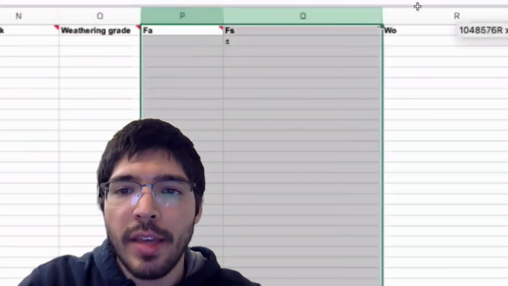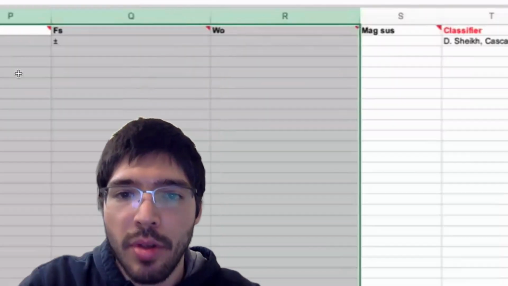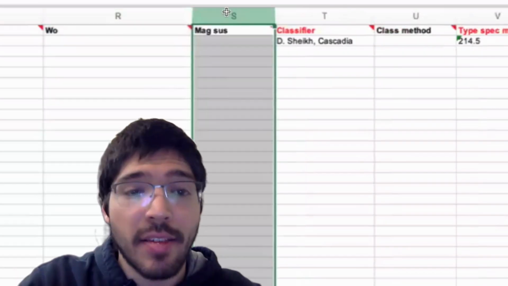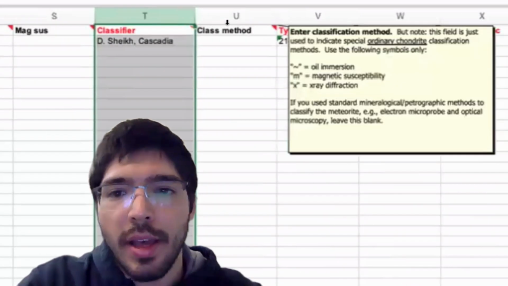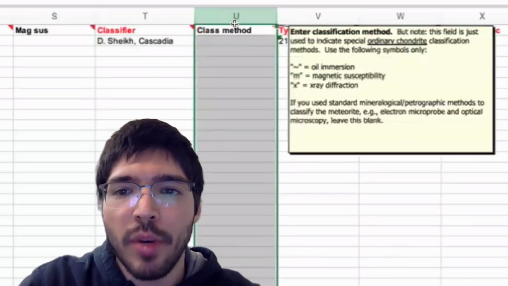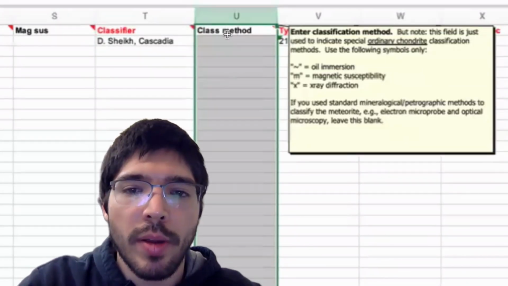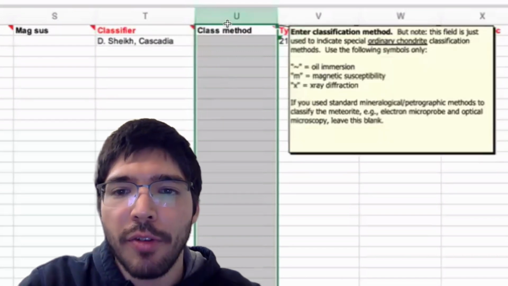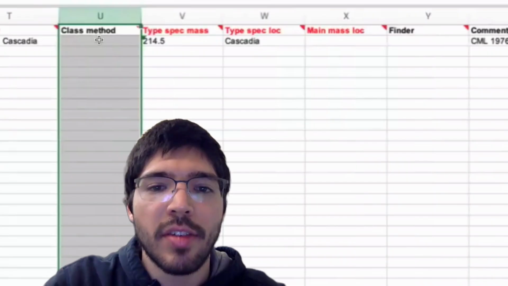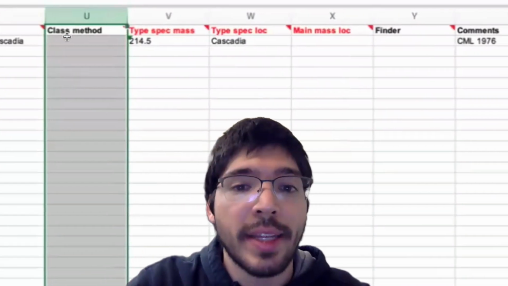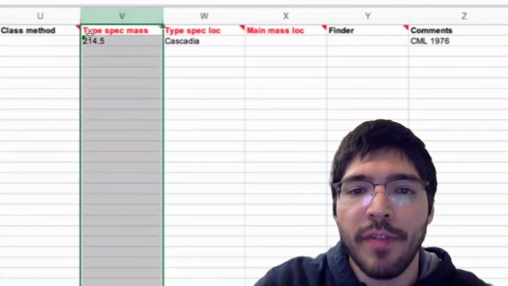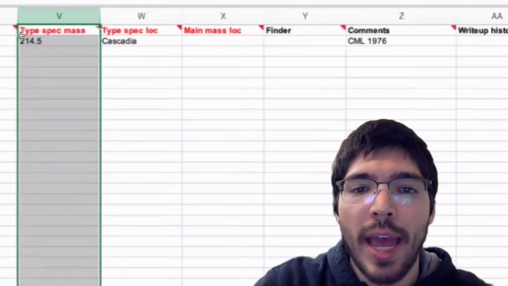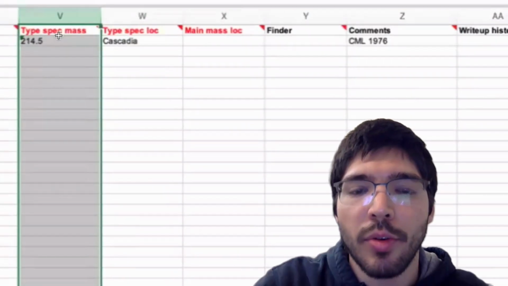These are the summarized olivine and pyroxene compositions. If you're measuring magnetic susceptibility, you put it here. Here you put the name of the classifier, so I filled that out already. Classification method. This is optional, if you want to list what technique you use, but really it's only used if you're doing a very specific method. So you might see some people classify ordinary chondrites just using magnetic susceptibility, in which case you'd put it here. Type specimen mass, I filled it out. This is the gram number of what we have. So we have about 214 grams here.